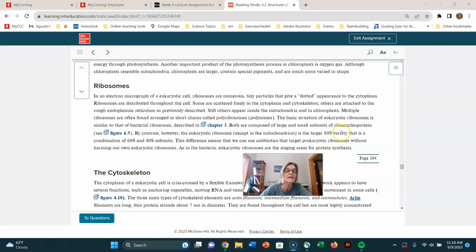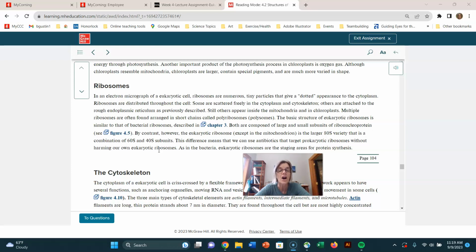One of the things they talk about in this paragraph is that prokaryotic ribosomes are actually a little bit smaller. Even though they do the same function, where RNA is used to make proteins, they have a little bit different structure. And because of that, here it says, this difference means that we can use antibiotics that target prokaryotic ribosomes without harming our own eukaryotic ribosomes. So that difference gives another target for drugs.